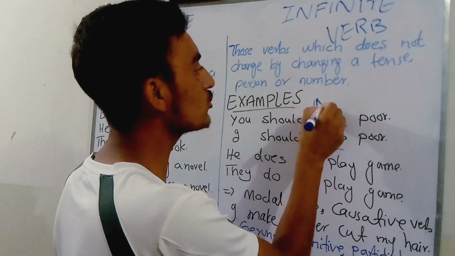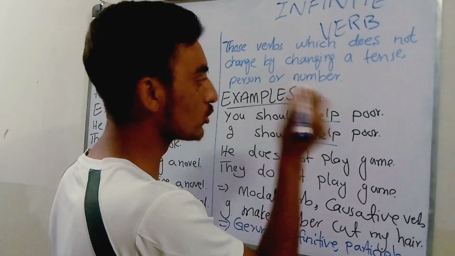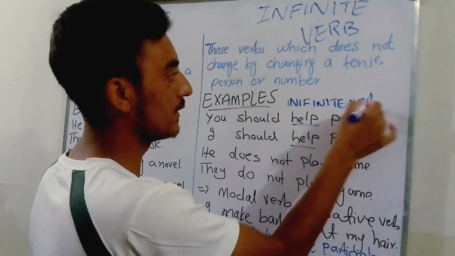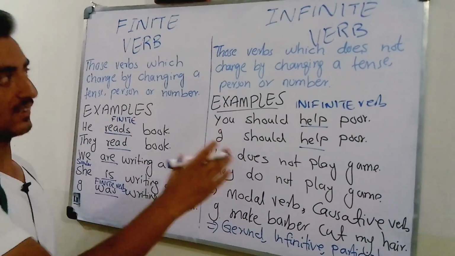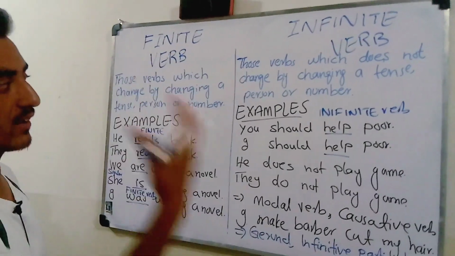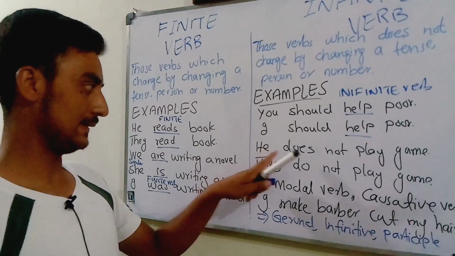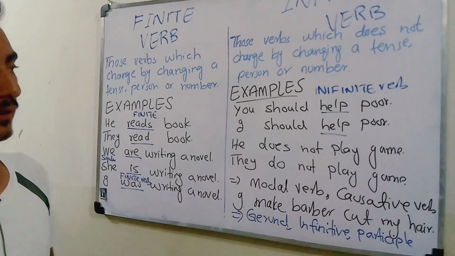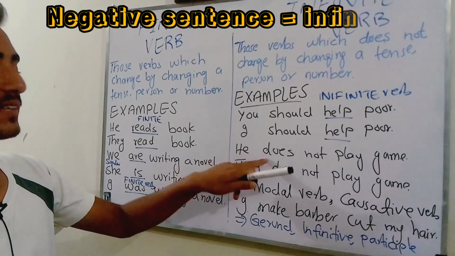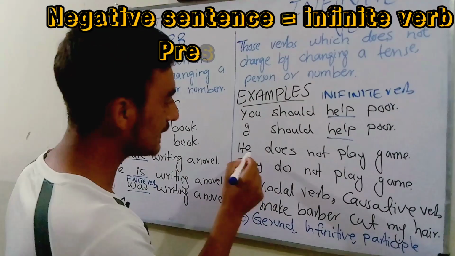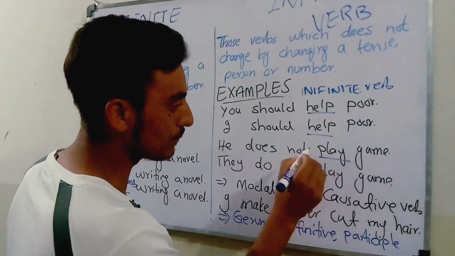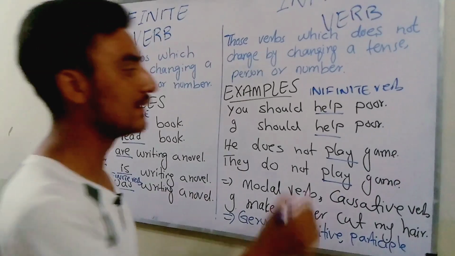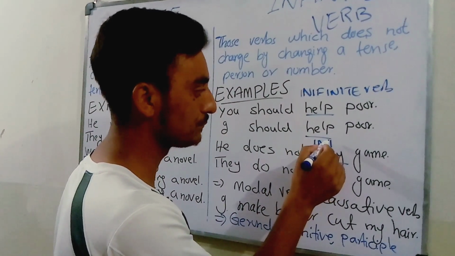It is mostly used after a modal verb. Here should is a modal verb. The infinite verb is always used after a modal verb. Next we have he does not play game. They do not play hockey. The infinite verb is always used after the negative sentence of present simple. Let's see here. He doesn't play hockey. Is play changing here by changing a person? No. Here it is also an infinite verb.